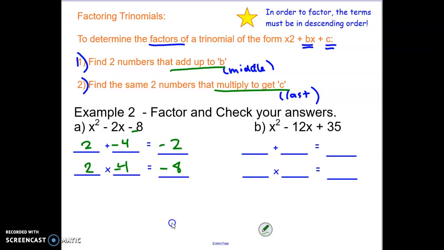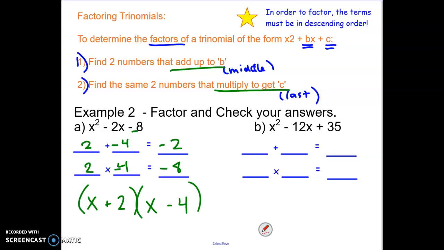Now the final step here, you guys, is we have to write this as factors. And factors means in the brackets multiplied together. So we're going to get x plus 2, and we're going to get x subtract 4. Because we have a positive 2 and a negative 4 in those two spots.